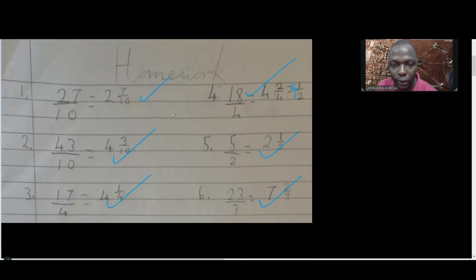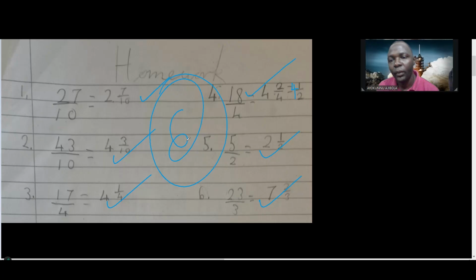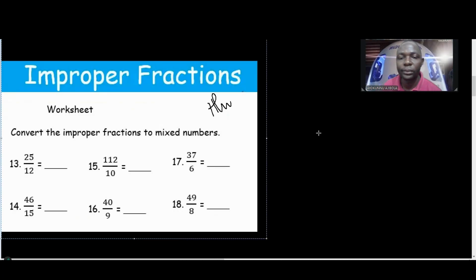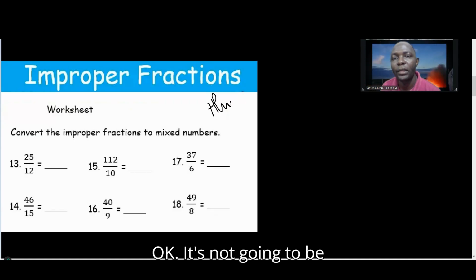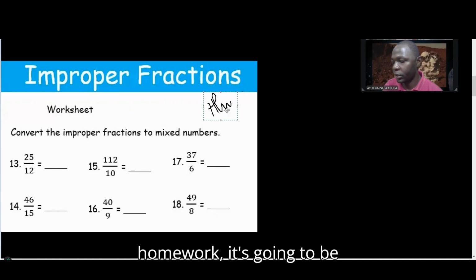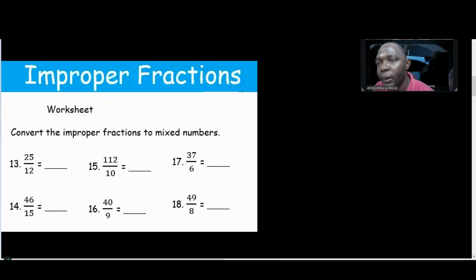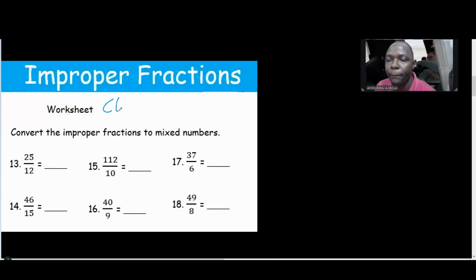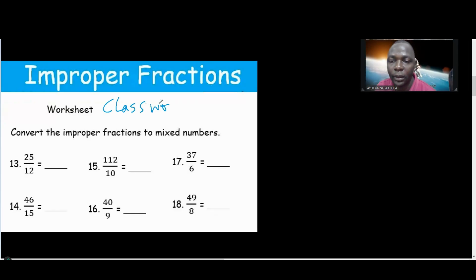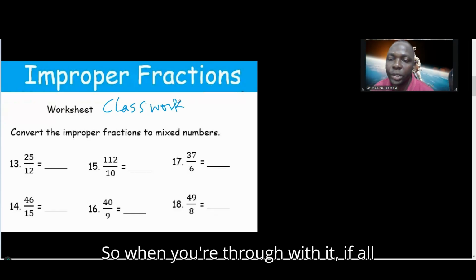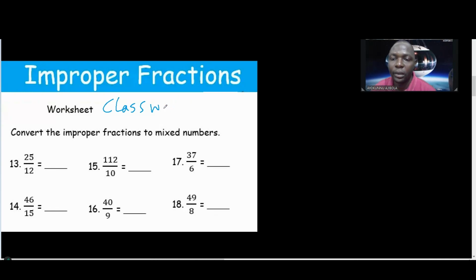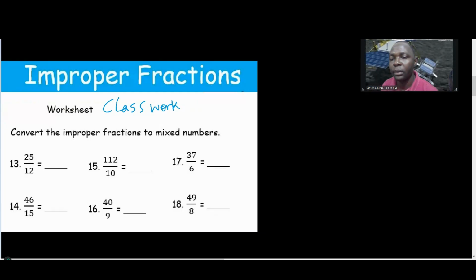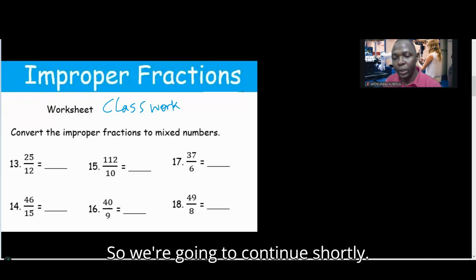That's a very good job. Now you're going to try this one. Okay? It's not going to be homework, it's going to be classwork. So I'm going to change it here. Say classwork. When you're through with it, if all things being equal you get everything, then we move to something else. Classwork. All right. So we're going to continue shortly.